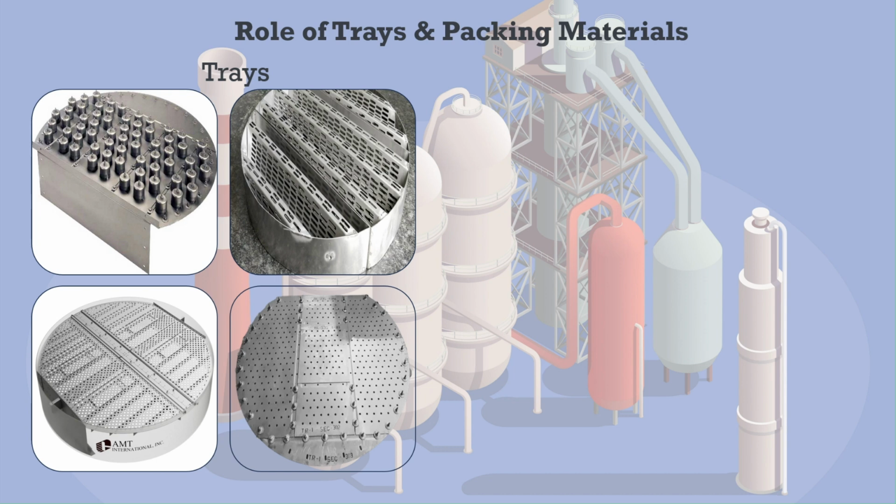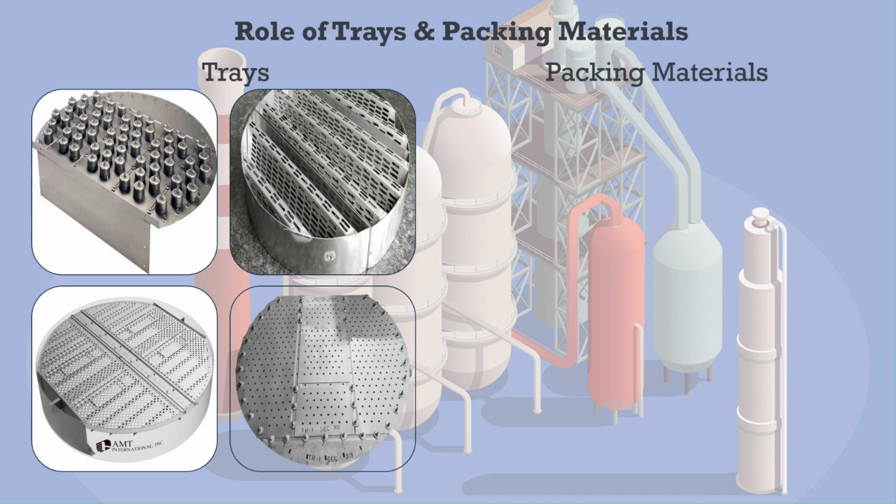Each tray acts as a stage where vapor and liquid can reach equilibrium. The more trays present, the greater the potential for effective separation, as each tray provides an opportunity for partial condensation and vaporization. Tray design, such as sieve, bubble cap, or valve trays, and spacing influence efficiency and performance.